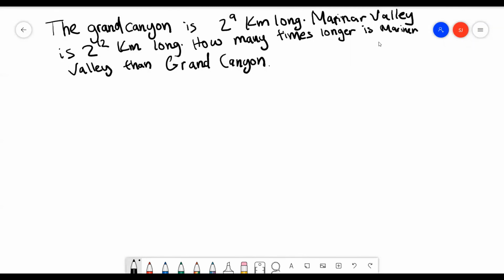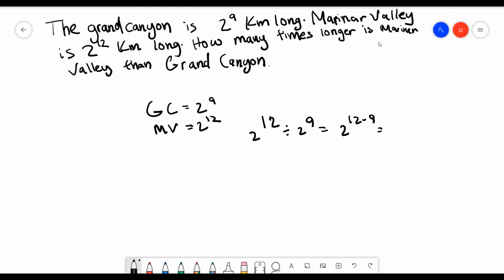Alright, so the Grand Canyon, GC, equals 2 to the power of 9 and MV equals 2 to the power of 12. So how many times longer is Mariner Valley than Grand Canyon? In this problem, you might think we're subtracting, but in reality, we're dividing. So 2 to the power of 12 divided by 2 to the power of 9. And we already learned this: this is 2 to the power of 12 minus 9, and that is 2 to the power of 3. And we have our answer.